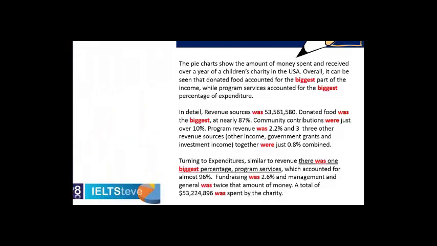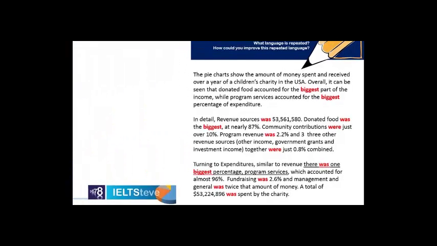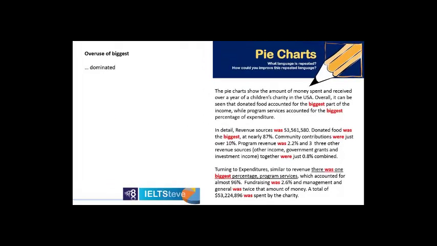So now, because the person was overusing biggest, here are some other options. They could have used the word dominate, and they could have used other word forms of dominated as well. Dominating, domination. They could also use this little phrase here, the majority of, and then they could change the word form and the major percentage, or they could just use the highest or the largest. All of those choices would be better and more accurate than biggest.